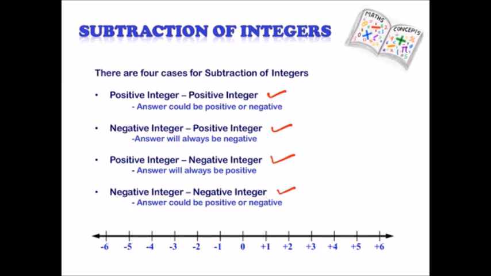For the first case, answer could be positive or negative. Second case, answer will always be negative. Third case, answer will always be positive. And fourth case, answer could be again positive or negative. Okay, why is it so?